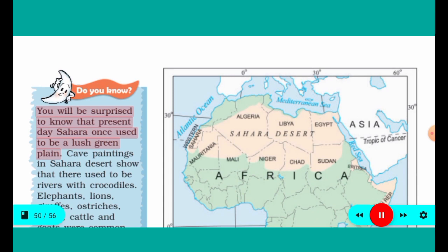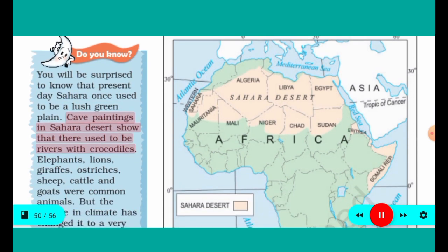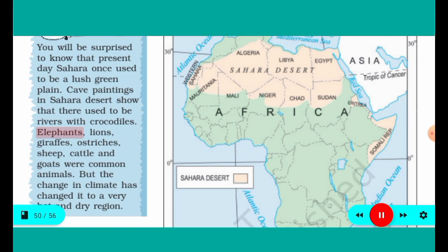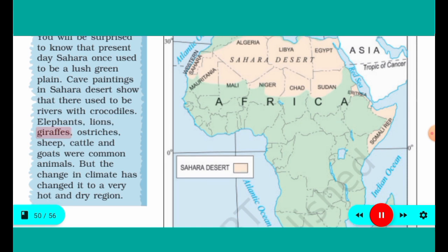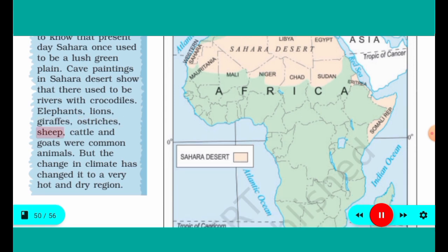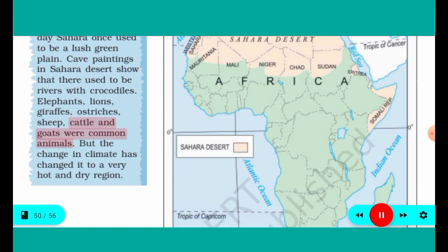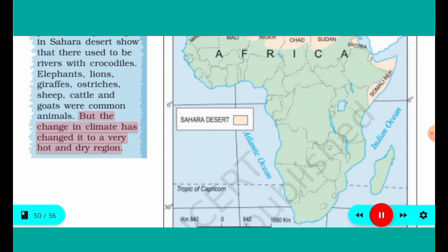Do you know? You will be surprised to know that present-day Sahara once used to be a lush green plain. Cave paintings in Sahara Desert show that there used to be rivers with crocodiles, elephants, lions, giraffes, ostriches. Sheep, cattle and goats were common animals. But the change in climate has changed it to a very hot and dry region.